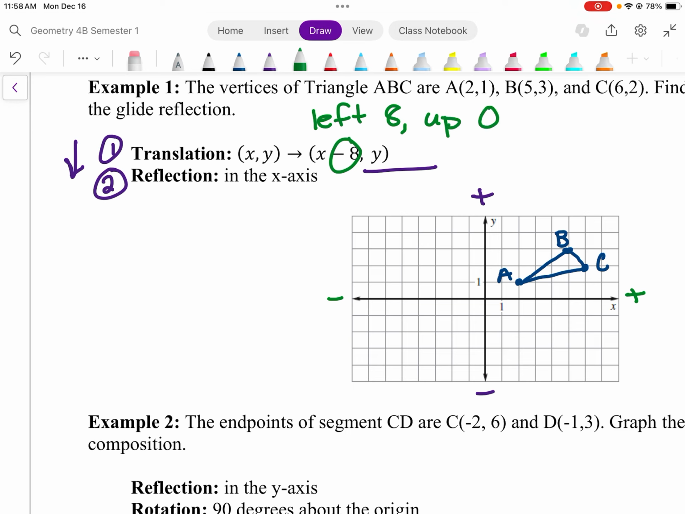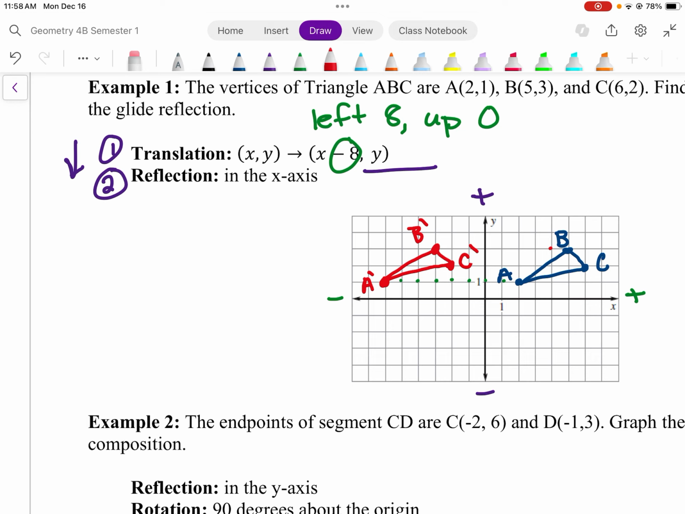Okay. So we can just count 1, 2, 3, 4, 5, 6, 7, 8. And that is where A prime would go. And then we do the same thing for the other ones. 1, 2, 3, 4, 5, 6, 7, 8. B prime. And then we'll move C over 8 to get C prime.